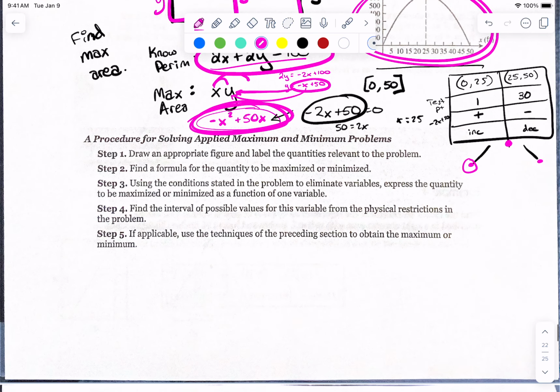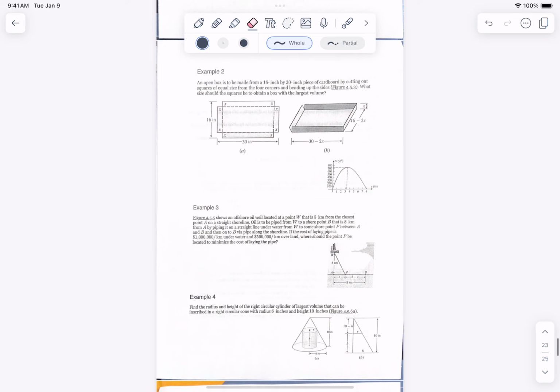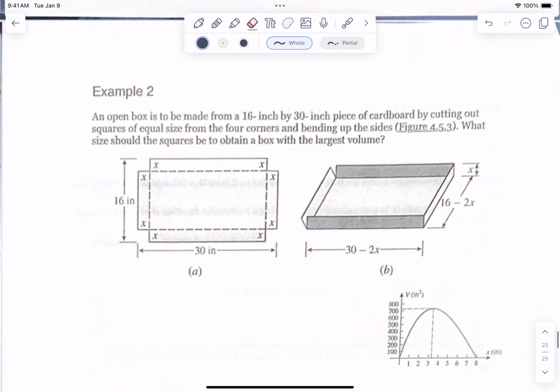All right, let's go on. These are your steps. So draw an appropriate figure, and so on, find the formula. You're going to eventually at some point take one of the equations and plug it into the other one and then find the derivative and do that stuff. Okay, let's go to the example. What do we want to do?